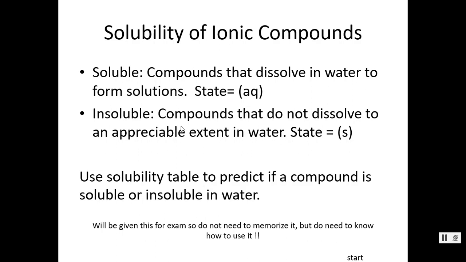Things that are insoluble don't dissolve in water, and their state in the water is S, or solid. So that S does not stand for soluble. The state of S stands for solid. Insoluble. So how do we determine if an ionic compound is soluble?